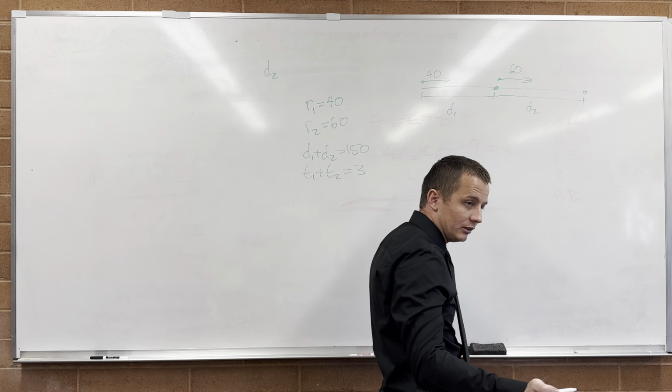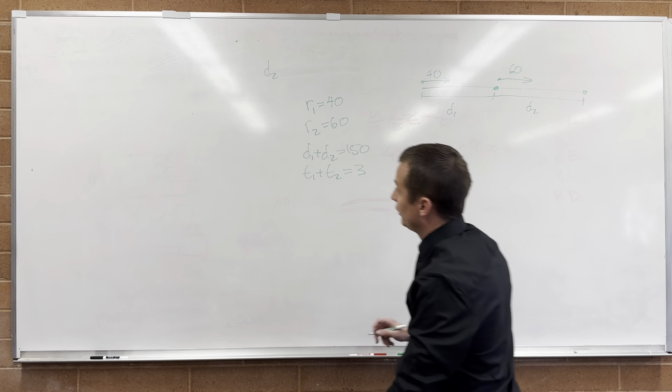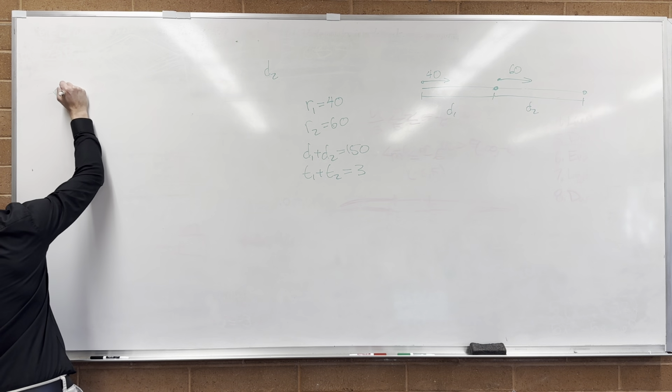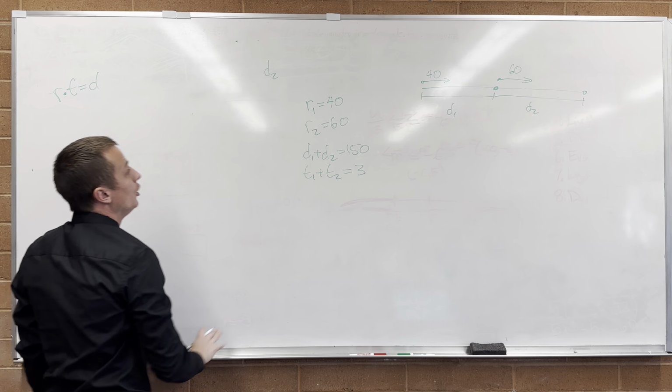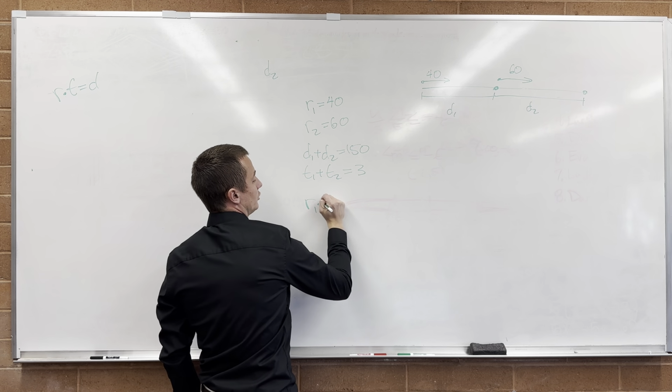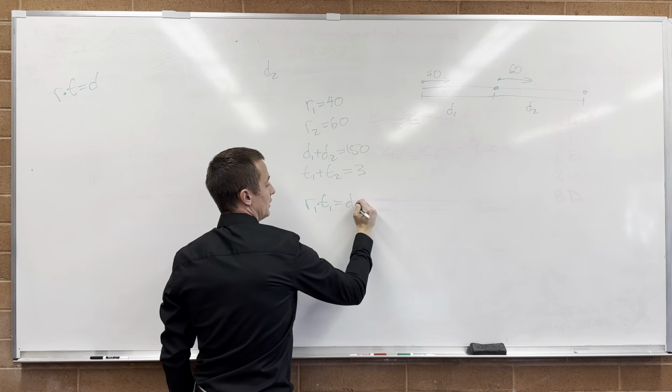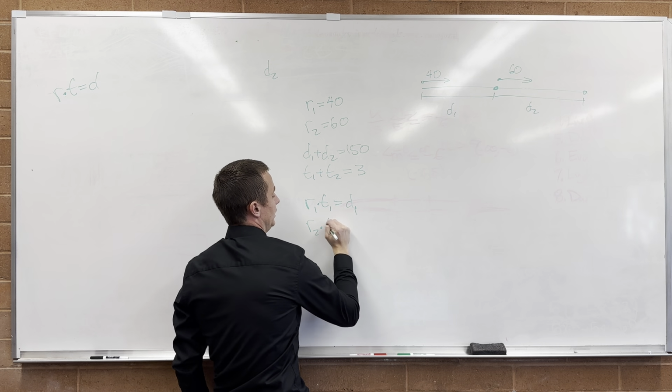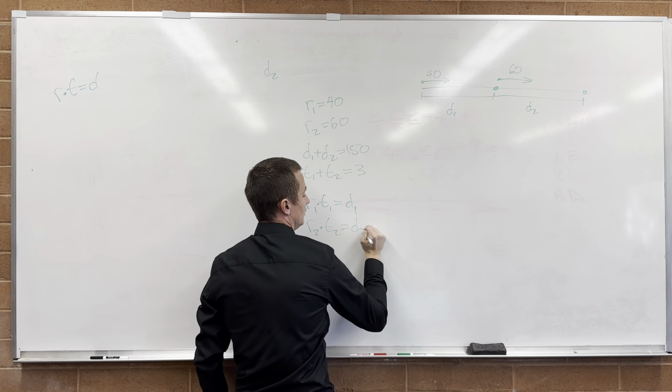Rate times time equals distance. So always and forever, the general equation right out to the side over here is rate times time equals distance. What does that mean in our particular case? That means our first rate times our first time equals our first distance, and our second rate times our second time is equal to our second distance.